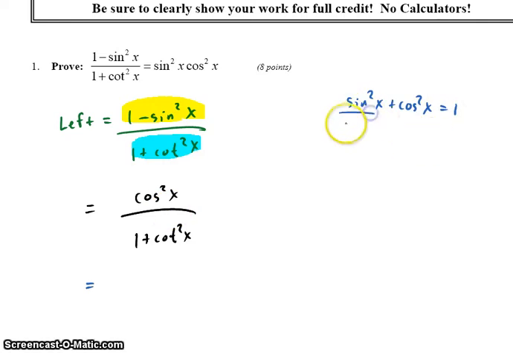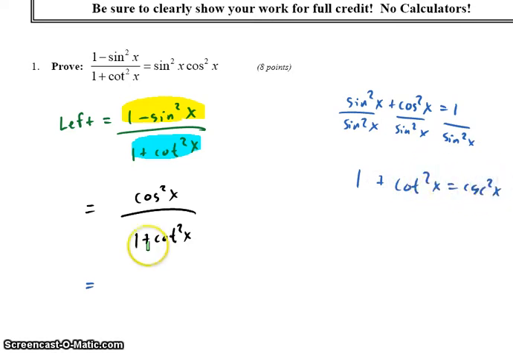1 plus cotangent squared x, because if we have this basic Pythagorean identity and we divide everything by sine squared, we will get 1 plus cotangent squared x equals cosecant squared x. So this down here is cosecant squared x. So that makes it nice. Cosine squared x over cosecant squared x. Oop, not cosine, cosecant.